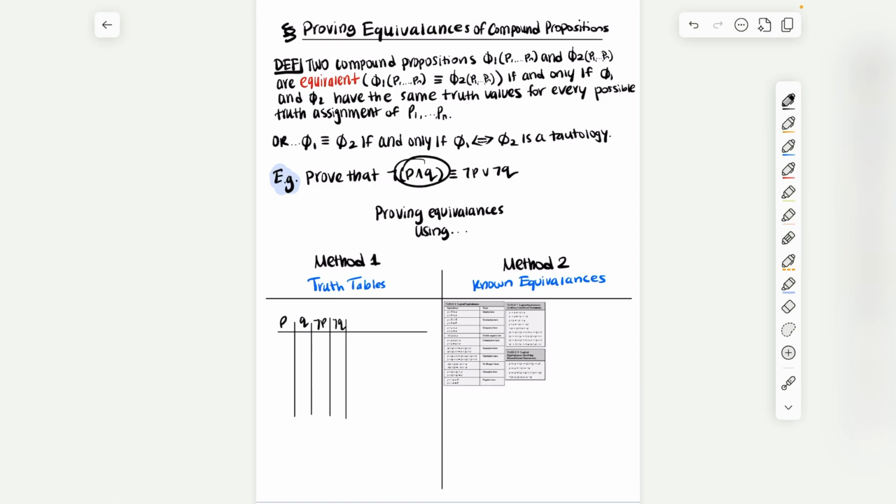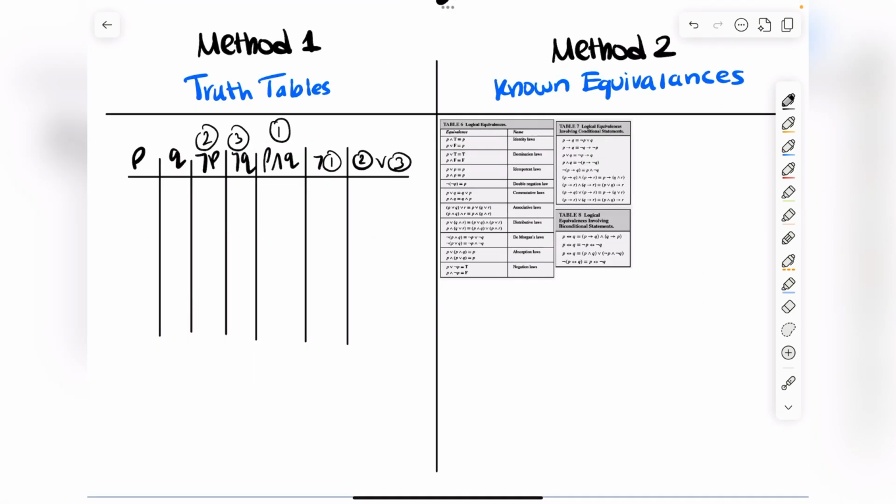And I can split this off into smaller pieces. So I can calculate this first, p and q, and then I can do not. I'm just going to label this as column 1 and just do not 1. And then I'll do this whole thing here. So instead of writing this, I could actually just do 2, 3. I could do 2 or 3. Now let's zoom in here and try to do this. First question is, how many rows do we need? Recall that the number of rows is equal to 2 to the n, where n is the number of propositions that you have. You only have 2 propositions.